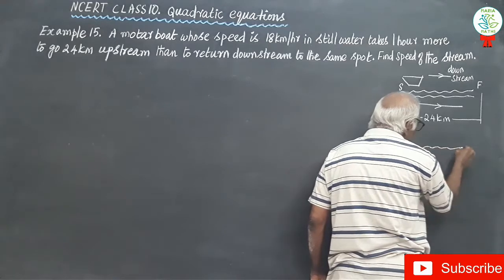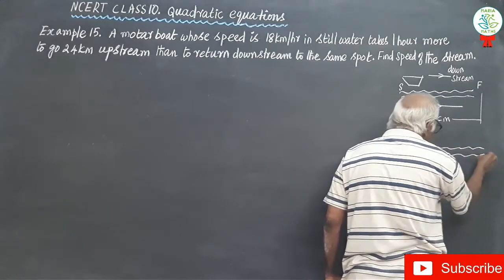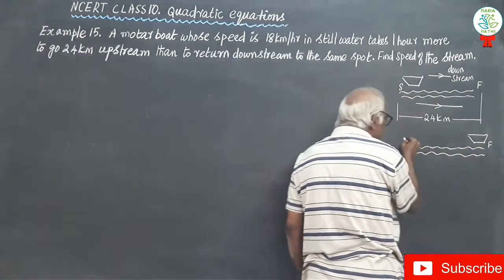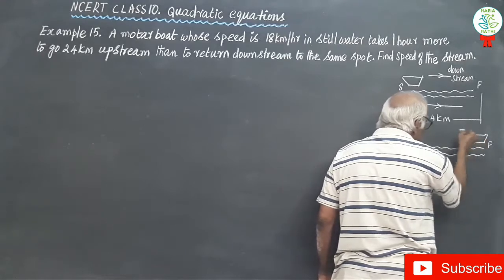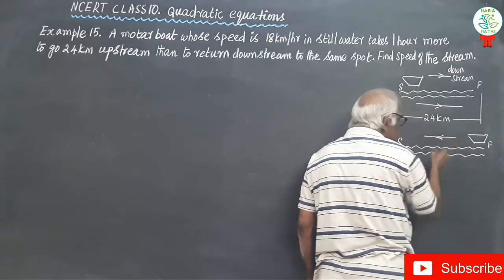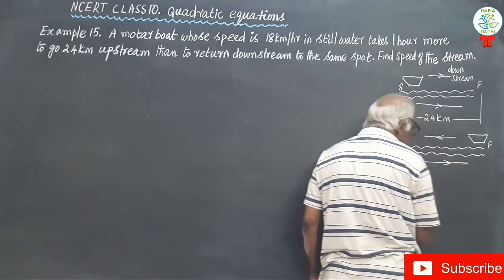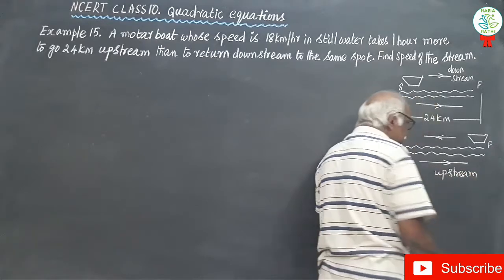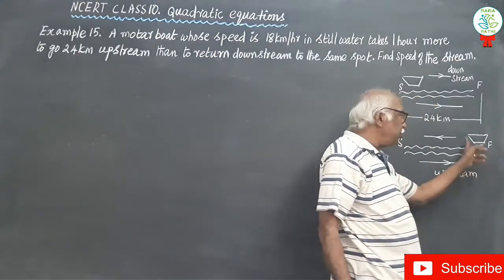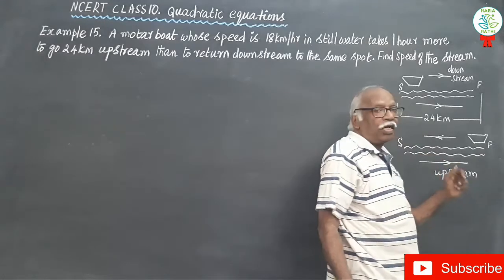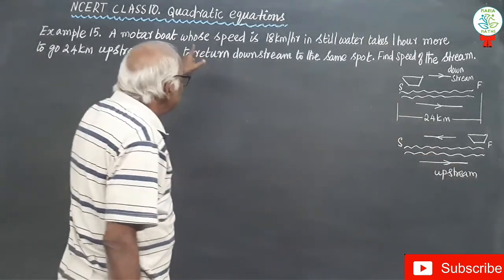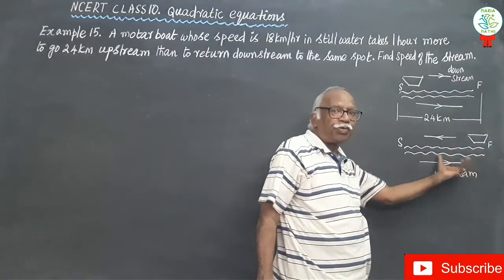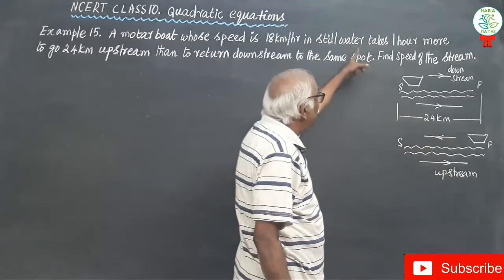In the second case, now the boat reaches the finishing point. Now it should come back to the starting point in this direction, but water flows in this direction. This is called upstream. Water moves in this direction, boat moves in this direction. Here, the time taken for downstream is less. The time taken for upstream is more. How much more? 1 hour more.